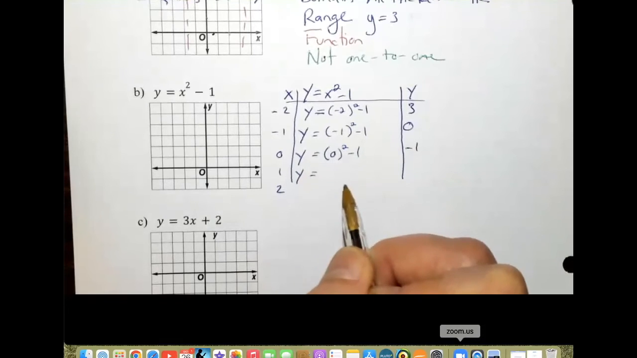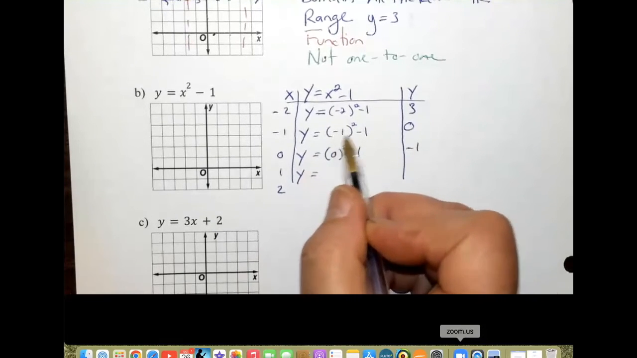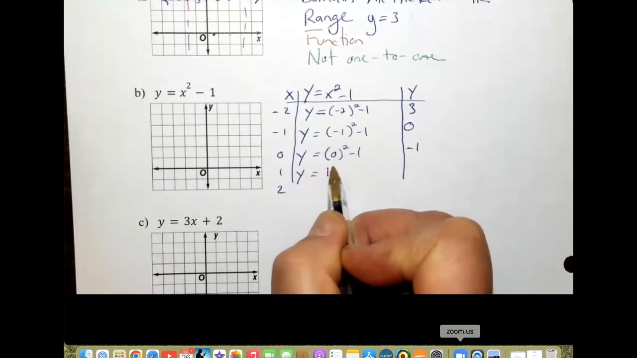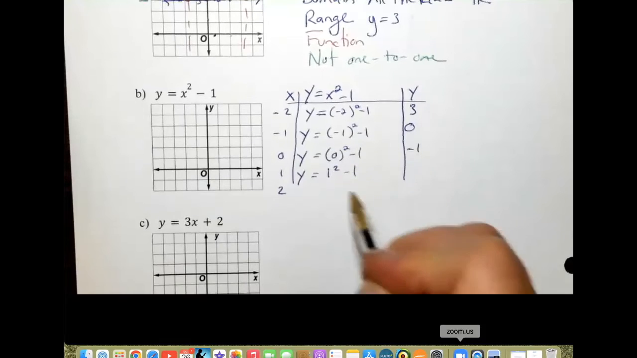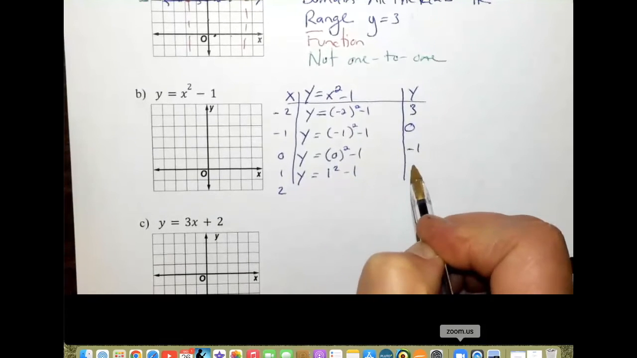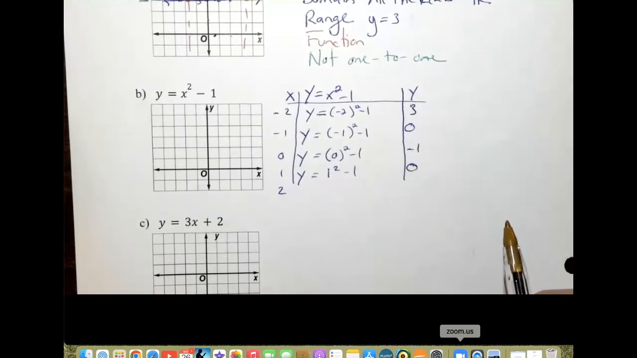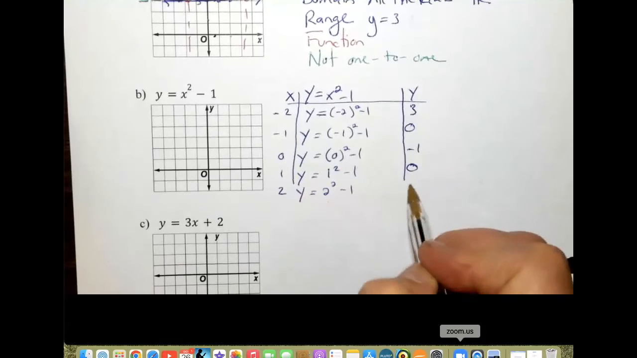And I'm going to drop my parentheses. I could have dropped it on the 0. I really only need parentheses with the negative to make sure the negative is being squared. So I could say 1 squared minus 1, which is 1 minus 1, 0. 2 squared is 4, minus 1 is 3.